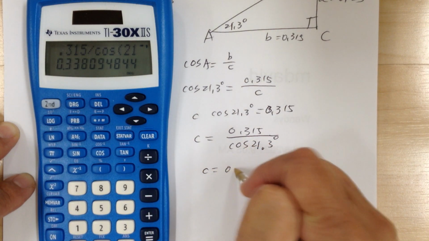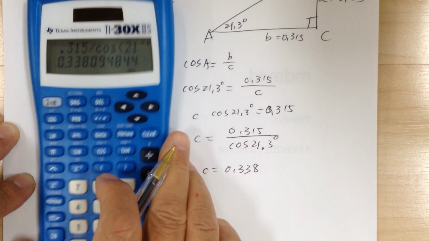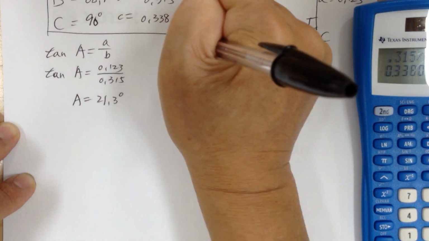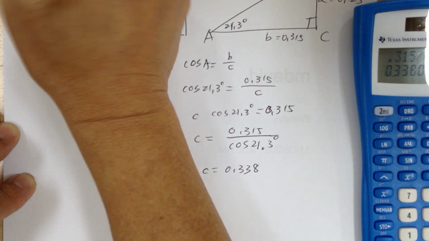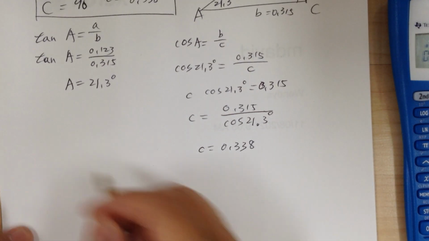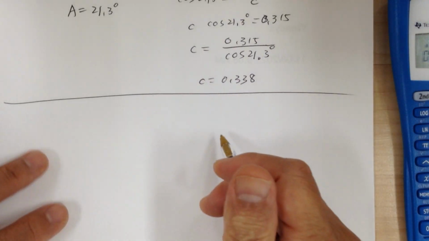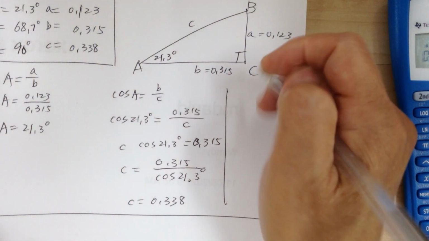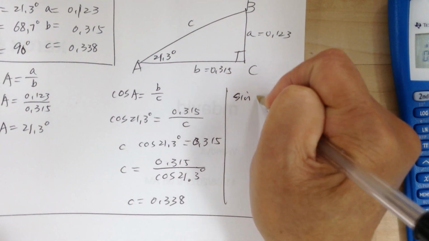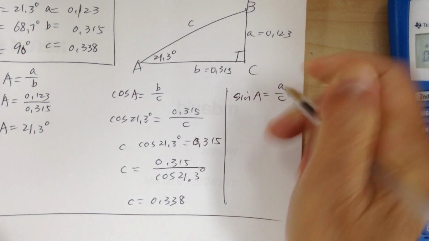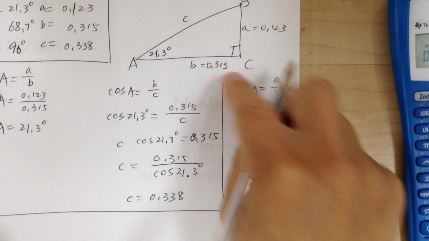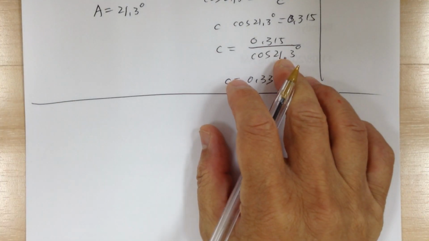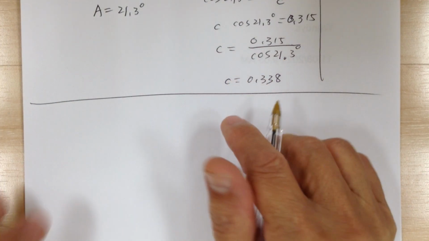And so c equals 0.338. Again, so that's everything. Okay, now another way to get this, if you use sine, then you can have sine of A equals a over c. And you do the same thing. So you would use this instead of this. So either way, okay, you should work out the same answer. Okay, so let's go to the next one, number 11.